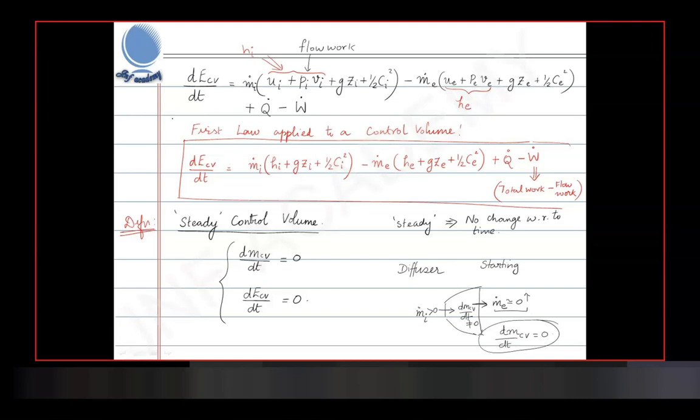Whenever you're applying the steady equation to any device, the assumption is that the device is not starting or stopping, but it has been operating for some time and has attained a steady condition. After it has attained a steady condition, you apply this equation. So if we apply the steady control volume assumption, let me go back to the equations. dm by dt is equal to m dot I minus m dot E. Now this becomes 0. So my steady equation becomes m dot I is equal to m dot E.